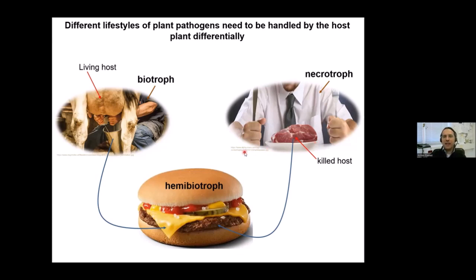And so plants have to differentiate when they get under attack. In order to react appropriately to the specific lifestyle of the pathogen, they need to recognize, am I under attack by a biotroph, or am I under attack by a necrotroph, or maybe of a hemibiotroph. And accordingly, plants are reacting on the molecular level towards these different biotic stressors.